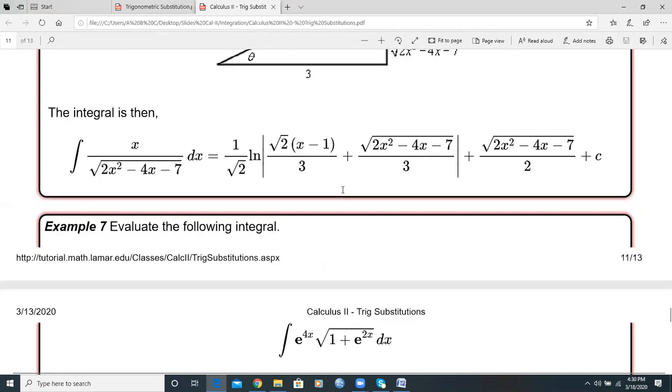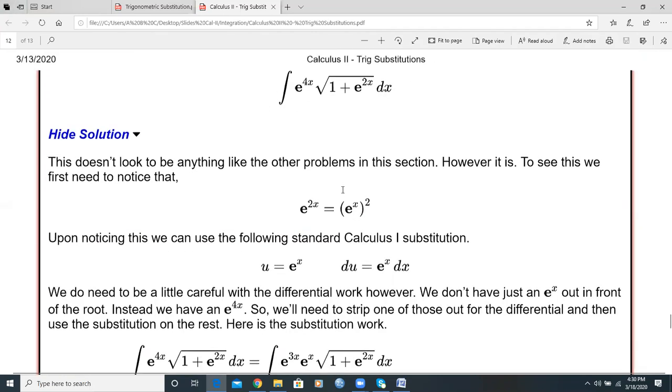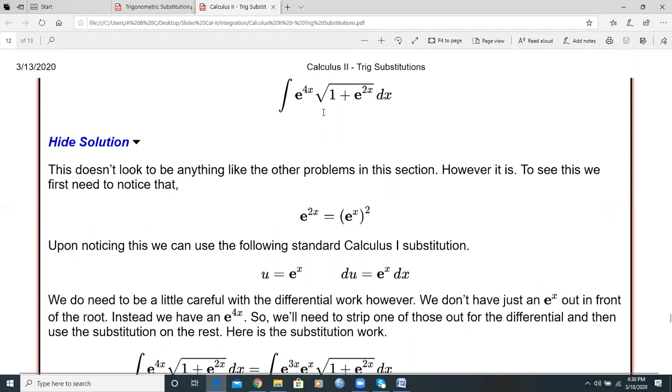Let's see example number 7. You can see here, although there are no algebraic functions, here we have the exponential function, but the square root is appearing here. When we assume u is equal to e to the power x, it becomes 1 plus u square, and this becomes u square. So therefore, we make the substitution.